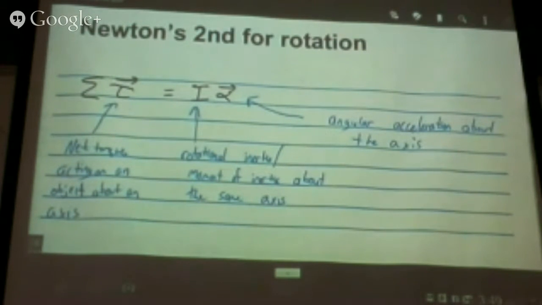So net torque, we just add up the force times distance times cosine of the angle for every force on this, about some axis of rotation. Rotational inertia is how much an object resists changes to its rotation. Mass and inertia go together. That's how much an object resists changes to its linear motion. This is how much it resists changes to its rotational motion. So this depends on the mass of the object and how that mass is spread out.